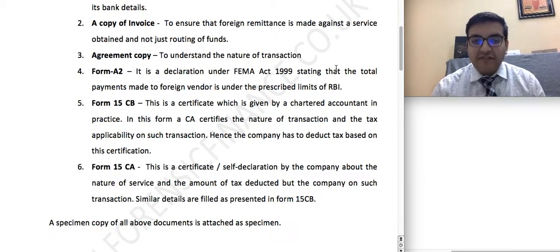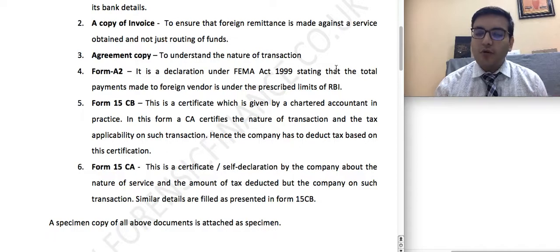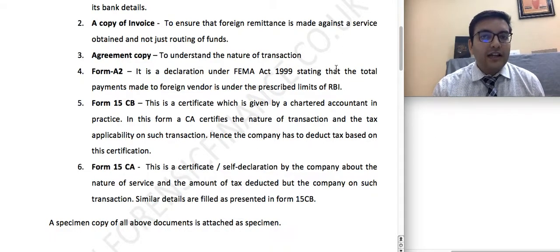Okay. Now 15CA is a declaration by our company. Supposing, in our case, we are Bonvoy Hotels, so 15CA is a declaration given by Bonvoy Hotels stating that we have deducted this much tax amount, which is of course equal to Form 15CB, and that it is being deposited to the government. This we have to certify.